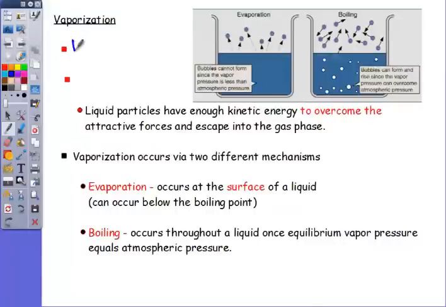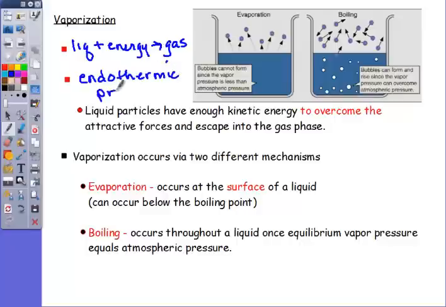Vaporization is the opposite process. In vaporization, we have a liquid plus energy going to a gas. That's an endothermic process, energy in. So as I add energy, those particles pick up enough kinetic energy to overcome those intermolecular forces, and they're able to become gases. It happens via two mechanisms, the first of which is evaporation. Evaporation differs from boiling. Evaporation happens at the surface of a liquid, whereas boiling is going to occur throughout the liquid. And that's what this picture is trying to show you. So when I look at evaporation, I only see it happening here.